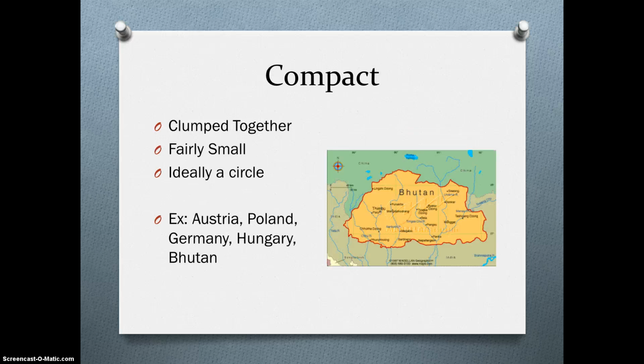Next, we have compact states, and compact states are generally clumped together. They're fairly small, and they're ideally in a circle so that everything is equidistant from the center. Certain examples of this are Austria, Poland, Germany, Hungary, and Bhutan. Benefits of a compact state are that they're connected together. They get a feeling of connectedness amongst the people. It's easy to defend. But the con is you have smaller territory, which means you have less people and less natural resources.